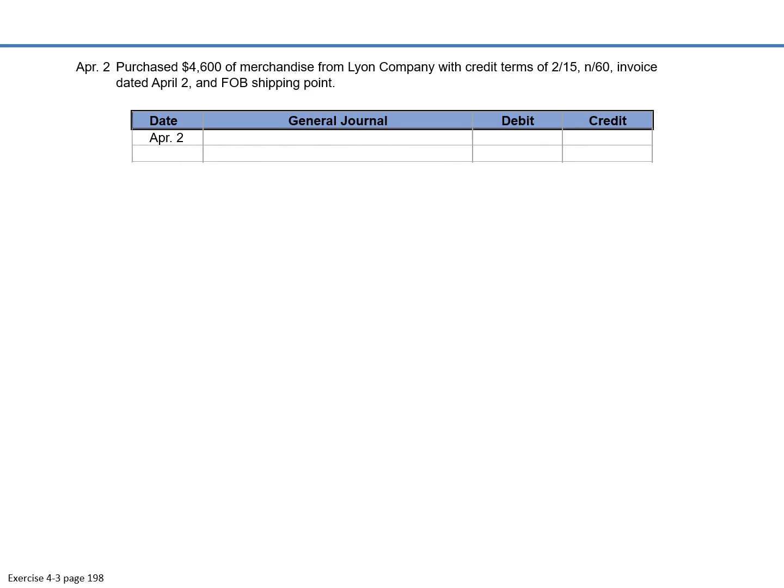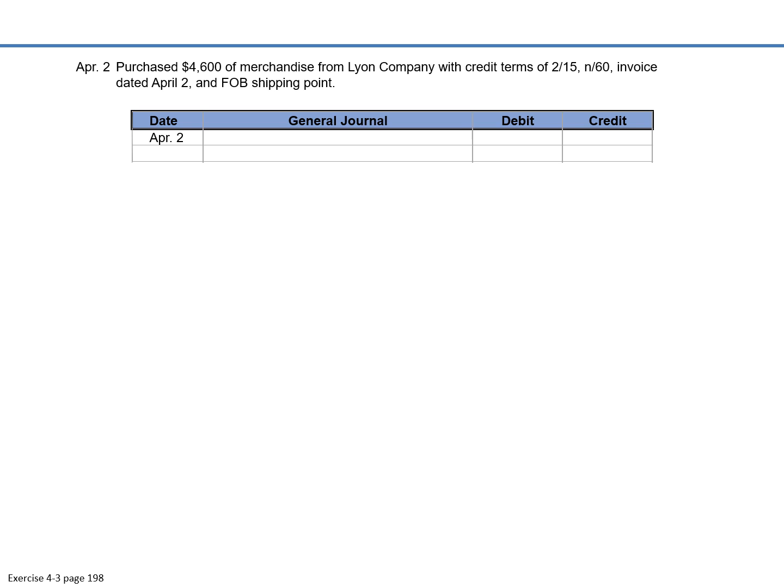All right, so on April 2nd, the company purchased $4,600 of merchandise from Lion Company. Credit terms 2/15, net 60. Invoice dated April 2nd. And FOB shipping point. So FOB shipping point, the ownership rights or the transportation costs transfer at the time it hits the truck to be shipped, and they become part of the buyer's responsibility. The buyer records those as part of inventory cost.